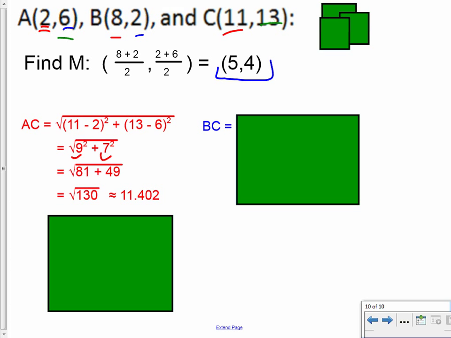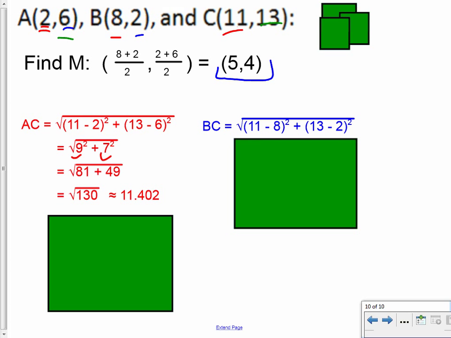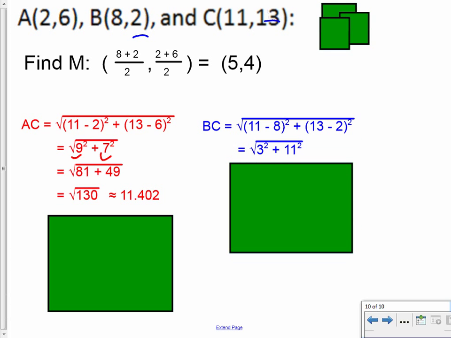All right, let's look at B to C. Same thing, we just plug it into our distance formula. We'll use, again, 11 as our x value and 8 as this x value. So 11 minus 8 goes into the first spot. Our y value then, 13 minus 2 is the second piece. Simplifying that one, it becomes 11 minus 8 is 3. So the first part became 3 squared.